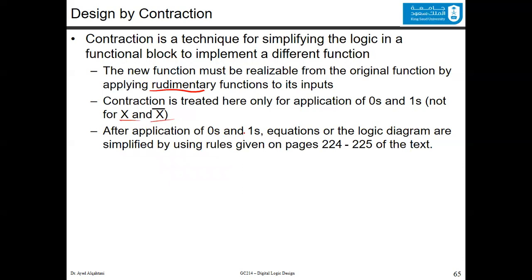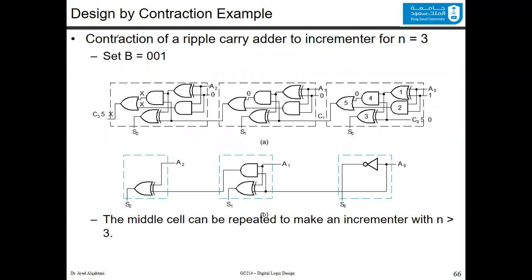After application of 0 and 1, the equations or the logic diagram is simplified by using rules given in your textbook, but we will show you those rules in the following diagram. Design by contraction example: the contraction of a ripple carry adder to build an incrementer for n equal to 3. Now we have this example where n is equal to 3.